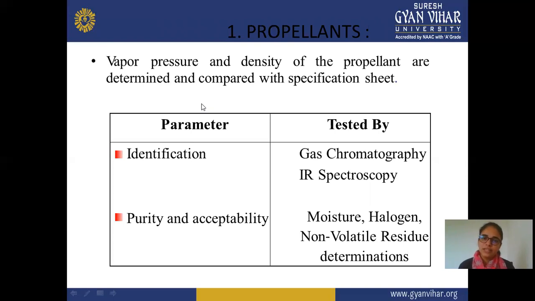The first parameter is identification, and identification is tested by gas chromatography and IR spectroscopy. These are the tests by which you can easily identify the propellant type. Next is purity and acceptability. According to this, you can use that propellant or accept that the propellant is of good quality, doesn't have any other problem, and has good purity and acceptability. Next is moisture, halogen, and non-volatile residue determination. In purity and acceptability, we normally determine moisture, halogen, and non-volatile residue.